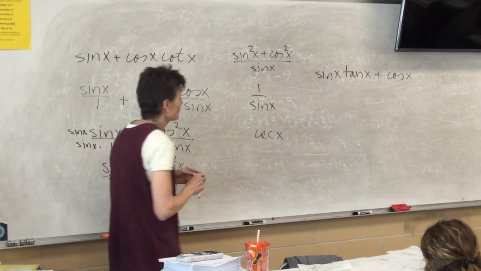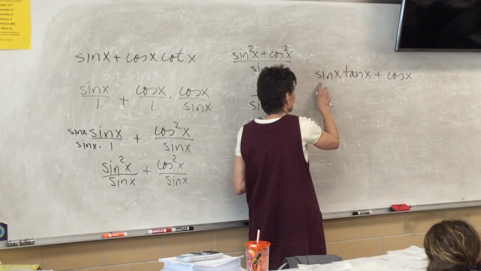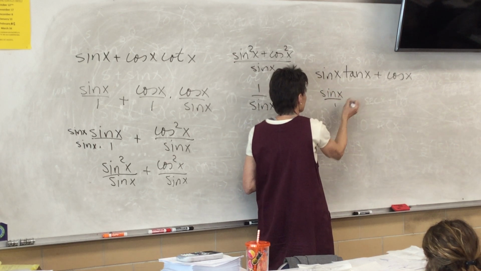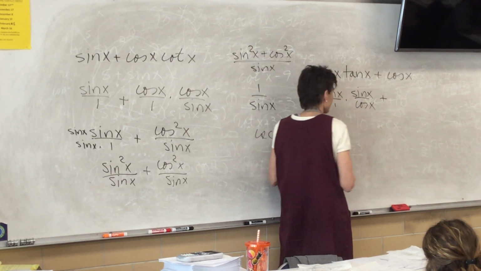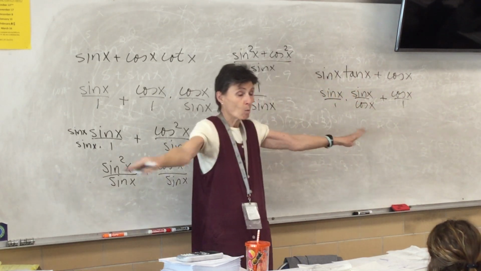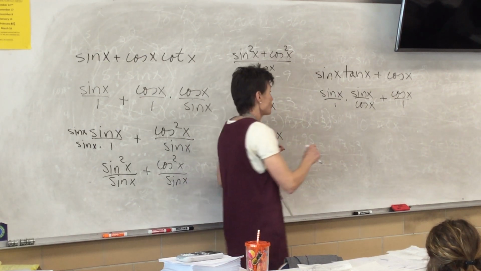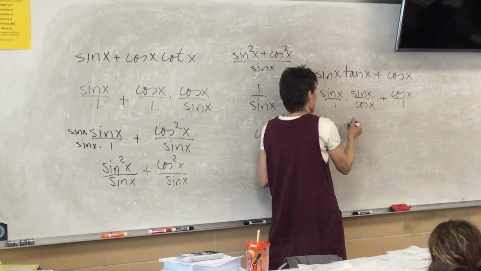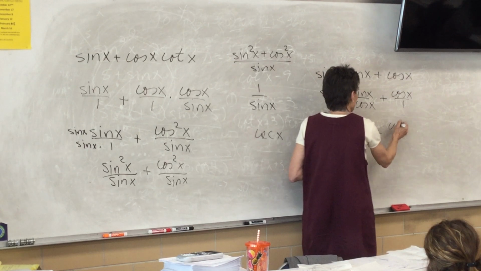Okay, now, what am I going to do here? Sine over 1 times sine over cosine plus cosine over 1. Does anything cancel? Can't cancel because of the plus sign. So I'm just going to combine these. What does this make? They're multiplied. What does this make? Sine squared over cosine plus cosine over 1.